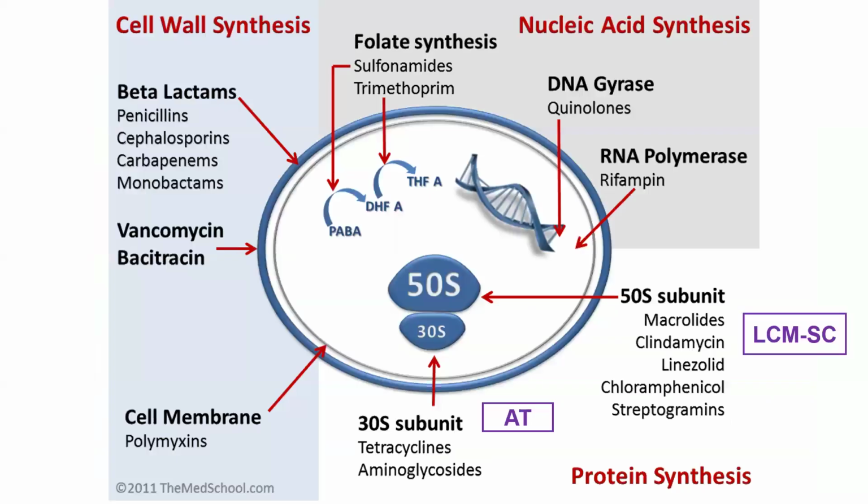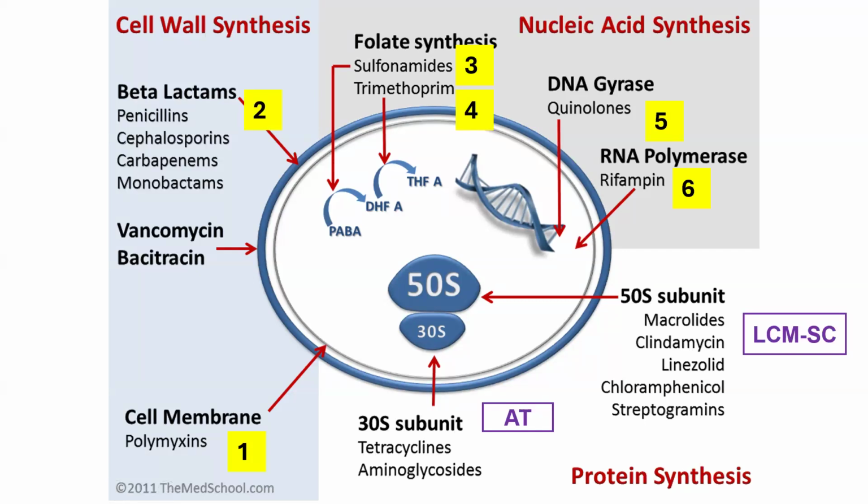So coming to each specific mechanism of action. First, many drugs act by affecting the cell membranes. The main drug is polymyxins. Then cell wall synthesis inhibition, that is beta lactams, vancomycin, and bacitracin. Next, drugs which act by inhibiting folic acid synthesis, mainly sulfonamides and trimethoprim. Both act by inhibiting the synthesis of folic acid. Then comes quinolones. Quinolones mainly act by inhibiting the DNA gyrase enzyme. Then rifampicin mainly acts by inhibiting DNA-dependent RNA polymerase.